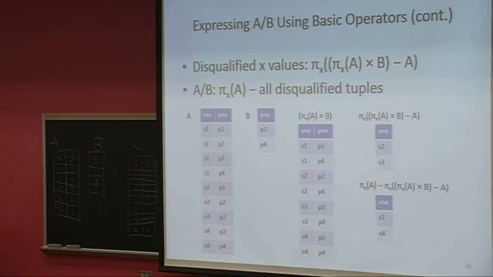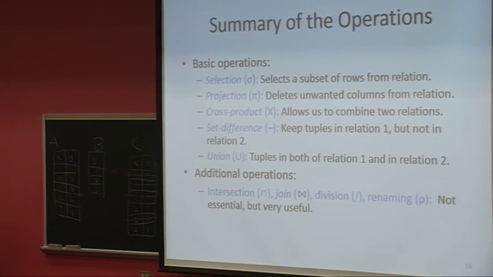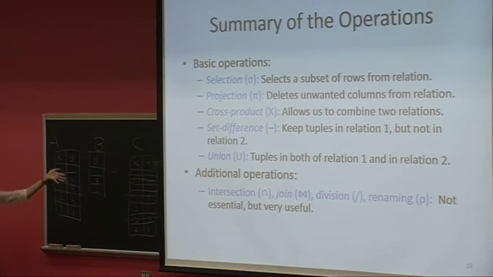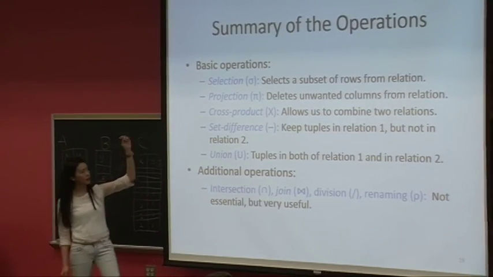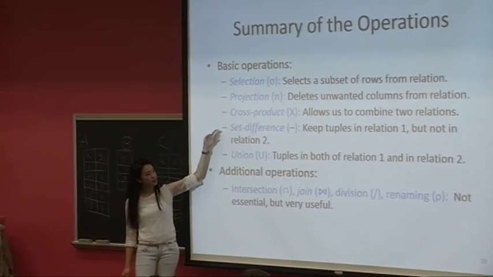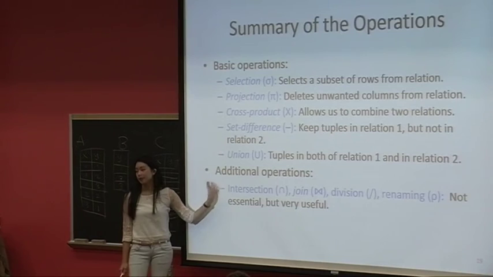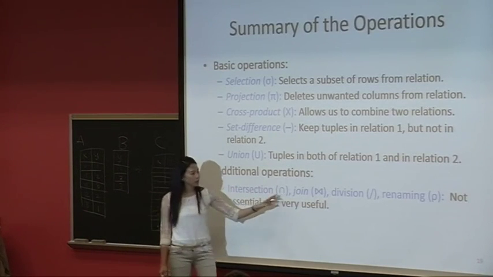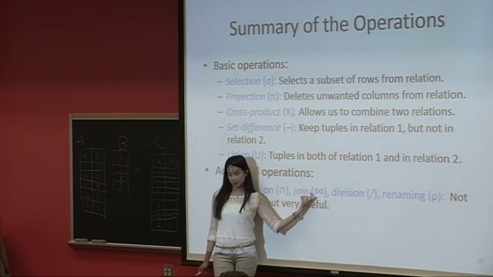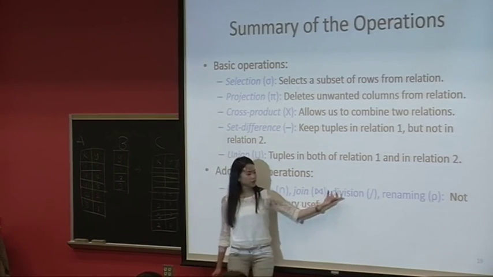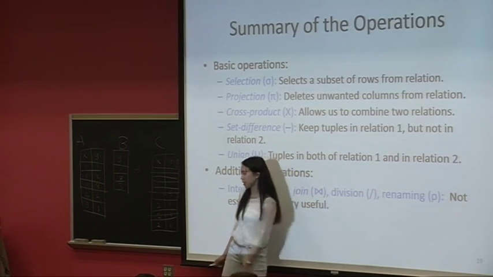Okay, final thing. I think I only have two slides left. So here are just the operations that we learned so far, just so you don't forget. We learned selection, projection, cross product, set difference, union, and intersection from last time. And today we got join. Don't forget, join has 3 types of joins. And we learned division. And also we learned rename.